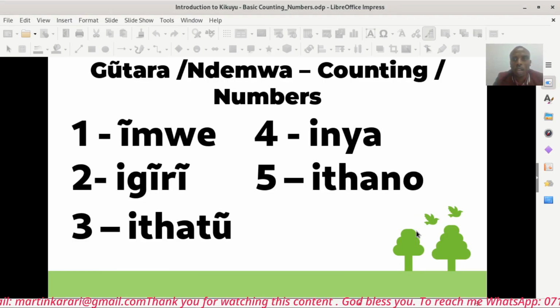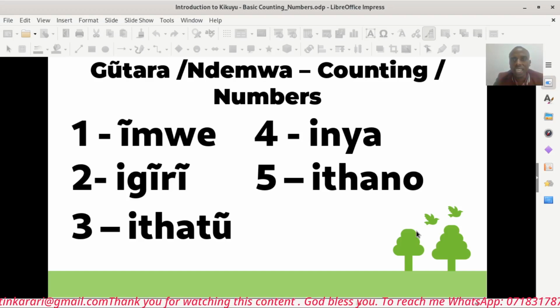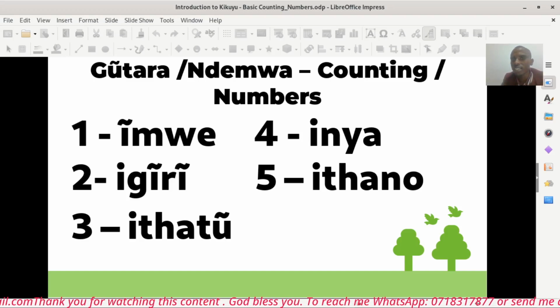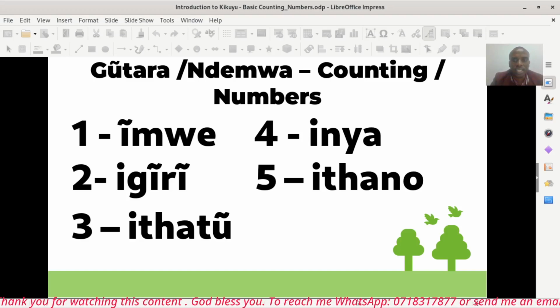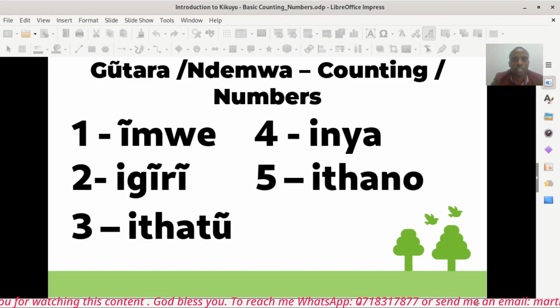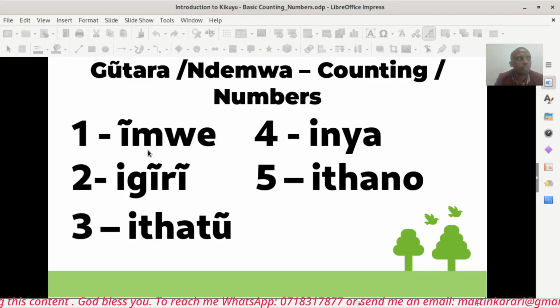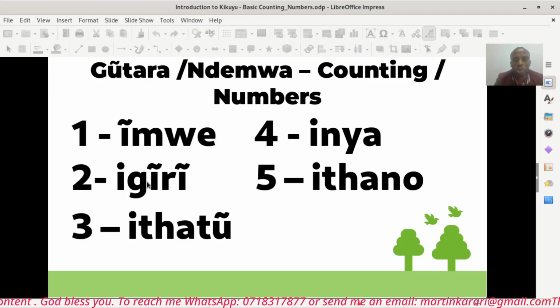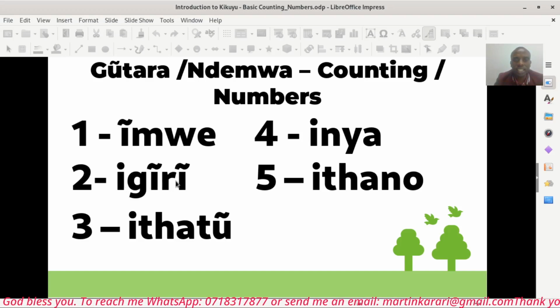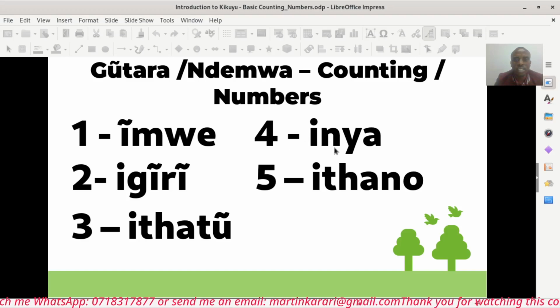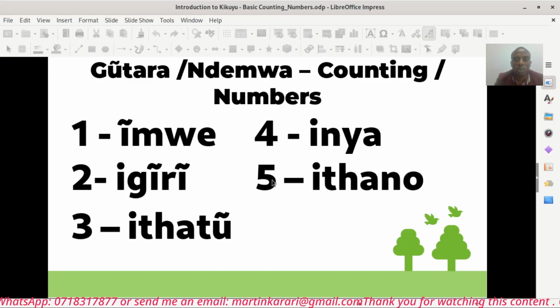So we are going first to count with the basic numbers, that is 1 through 10. Gutara, that is counting in Kikuyu. Demoa is numbers. 1 is imwe. 2 is igere. 3 is idato. 4 is inya. 5 is idano.